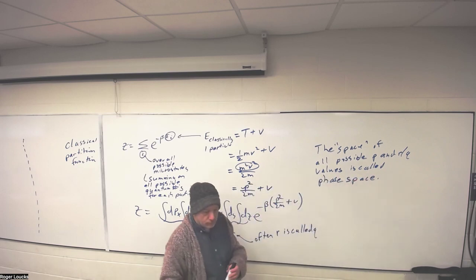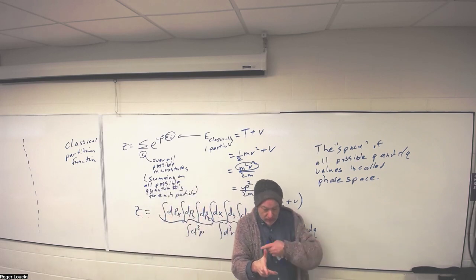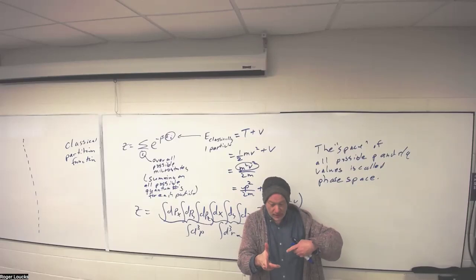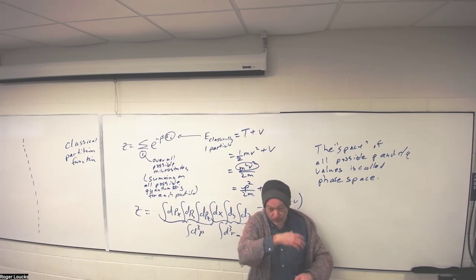What do you mean by space? Like a vector space of all these? In other words, if I had a graph of X, Y, Z, I'd be something overall here. So now I'd have X, Y, Z, and then I'd have another 3 dimensions, which you can't draw. Then I have PX, PY, PZ, and all that would be phase space.